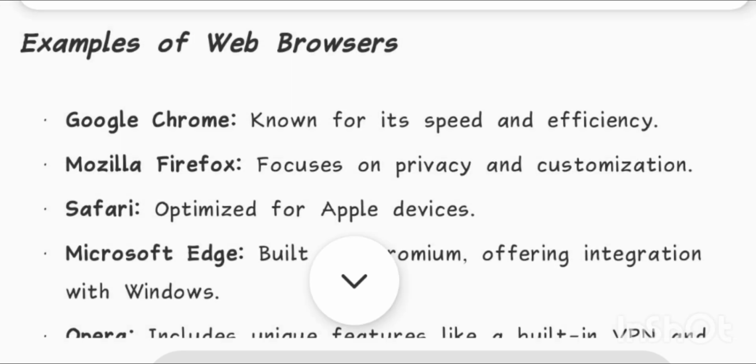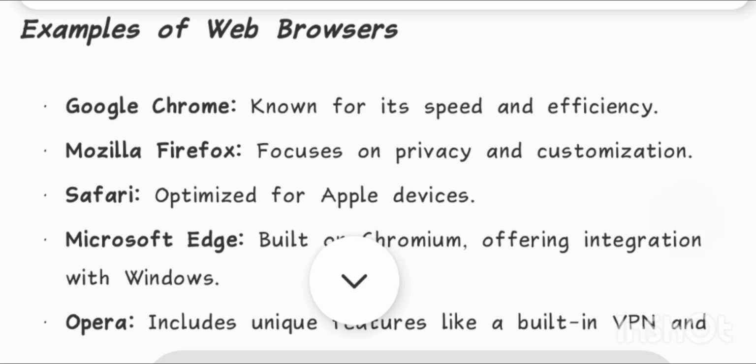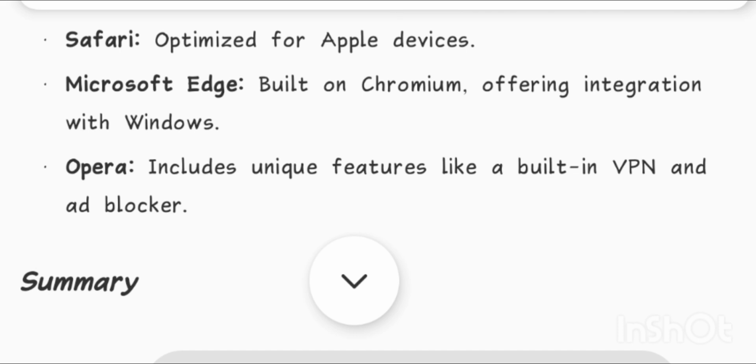Examples of web browsers: Google Chrome, known for its speed and efficiency. Mozilla Firefox focuses on privacy and customization. Safari, optimized for Apple devices. Microsoft Edge, built on Chromium, offering integration with Windows. Opera includes unique features like a built-in VPN and ad blocker.